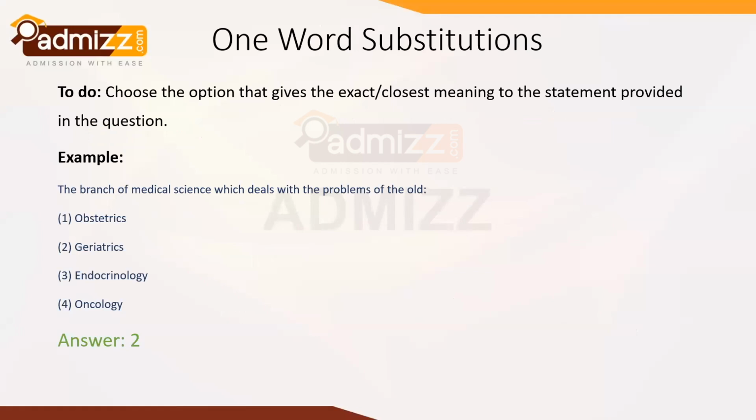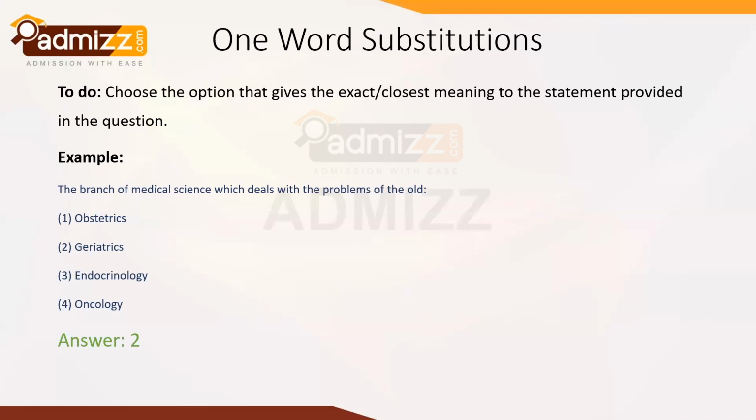First, we've got one-word substitutions, right? I've presented the slides in such a way that it'll be really easy for you to know what you have to do in these types of problems, even right now when I'll be presenting the practice slides and even in the formal examinations, right? In these questions, you have to choose the option that gives the exact or at least the closest meaning to the statement that is provided in the question, right?